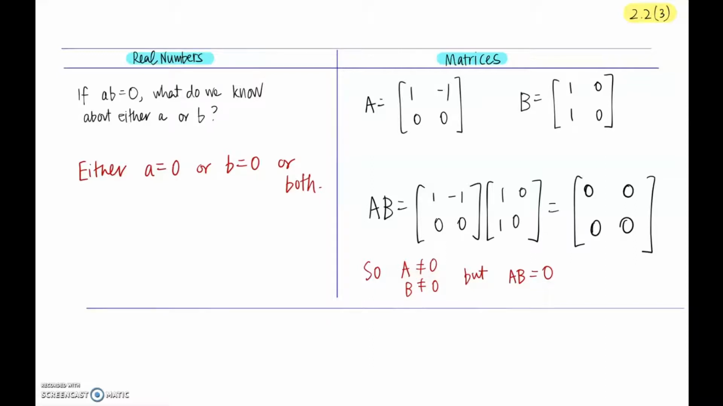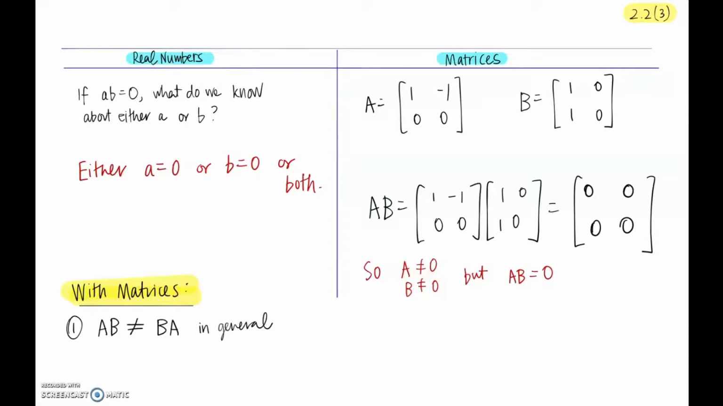So from these three examples, we'll remember, first of all, A times B does not equal B times A in general. What do I mean by in general? Sometimes just by sheer luck, they actually do equal each other with matrices. AB might equal BA, but it's not guaranteed. There's no way that you know for sure that when you multiply them one way, they're going to be equal to multiplying them the other way. Usually they're not.